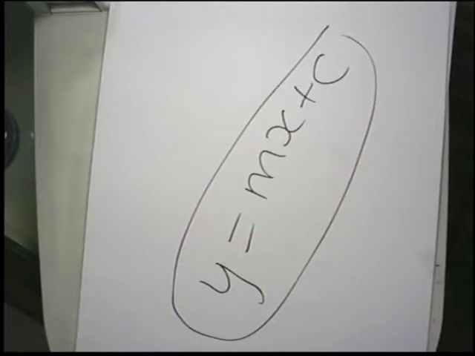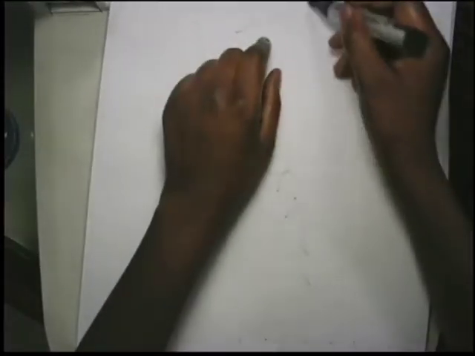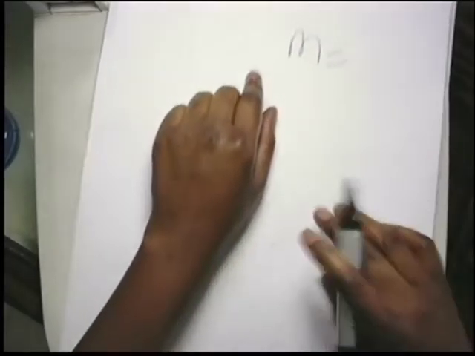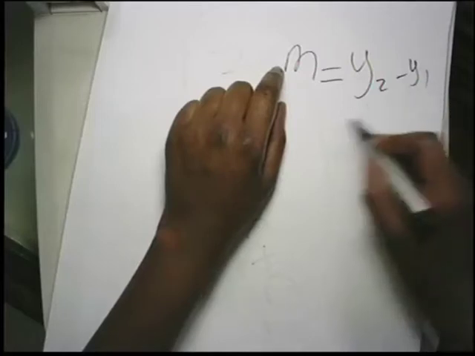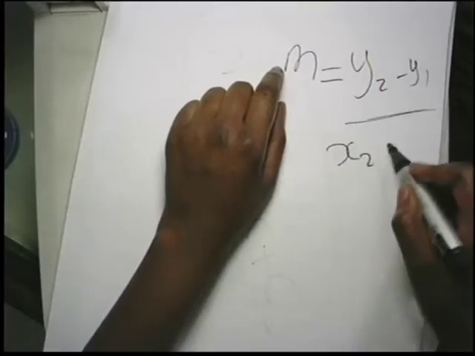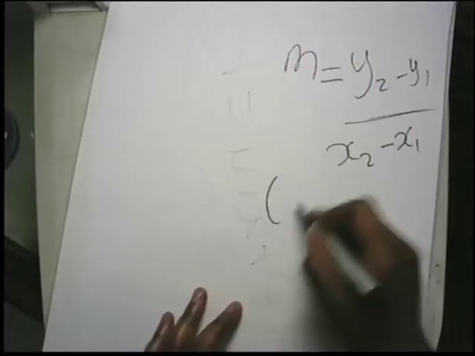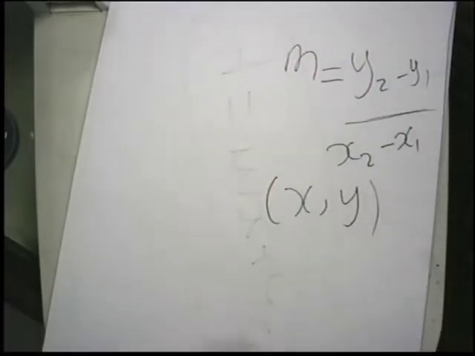To find the gradient, we use the simple formula that most of us will know or would have seen somewhere in grade 10, grade 8: y2 minus y1 divided by x2 minus x1. Now, if you are given two coordinates, you have to decide which one is x1, which one is x2, which one is y1, and which one is y2. Remember, the coordinates are always given in the form x, y.